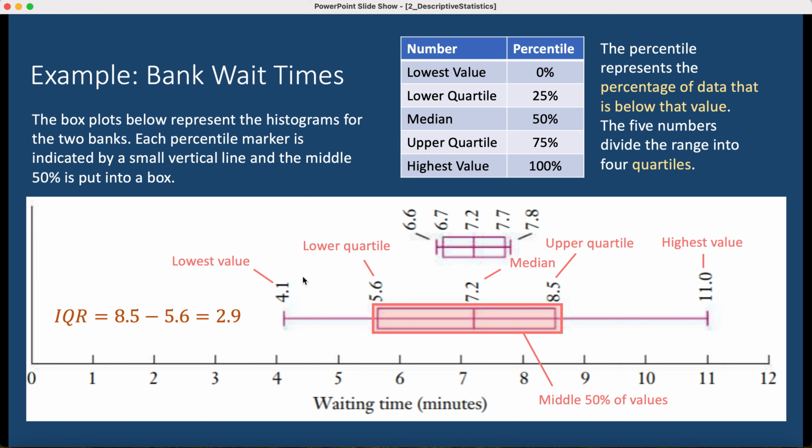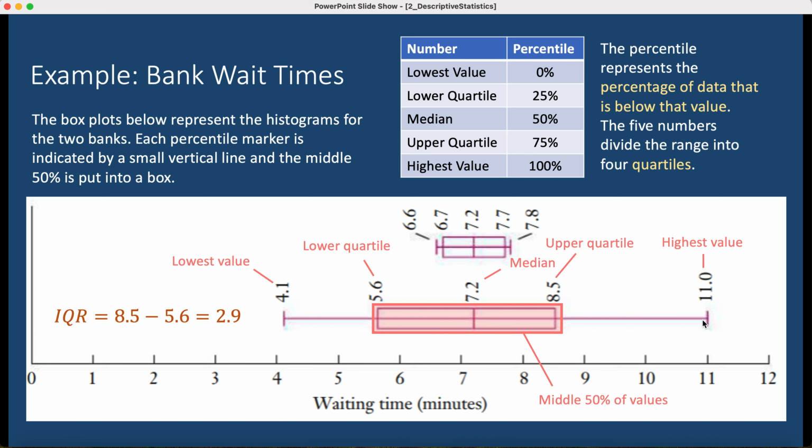Now the data that we have here, and it could be anything, but this is the data for the waiting time of the 2 banks. Box plots often come into play when you're comparing groups on a particular variable. So in this case, the variable is the waiting time at the bank, and then we have 2 different banks to look at, and the box plot allows us to look at how the data is distributed for those 2 different banks.